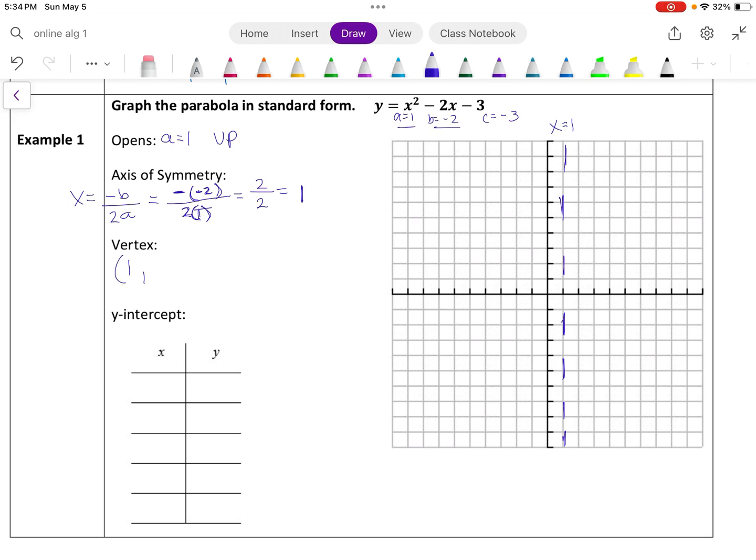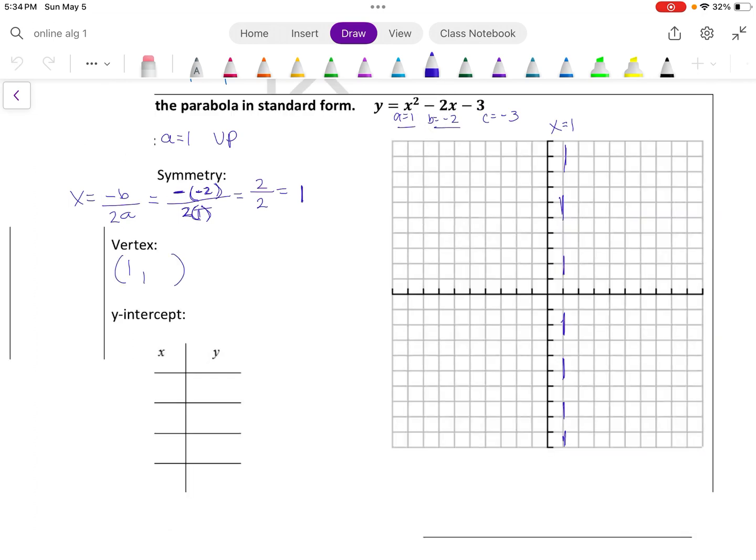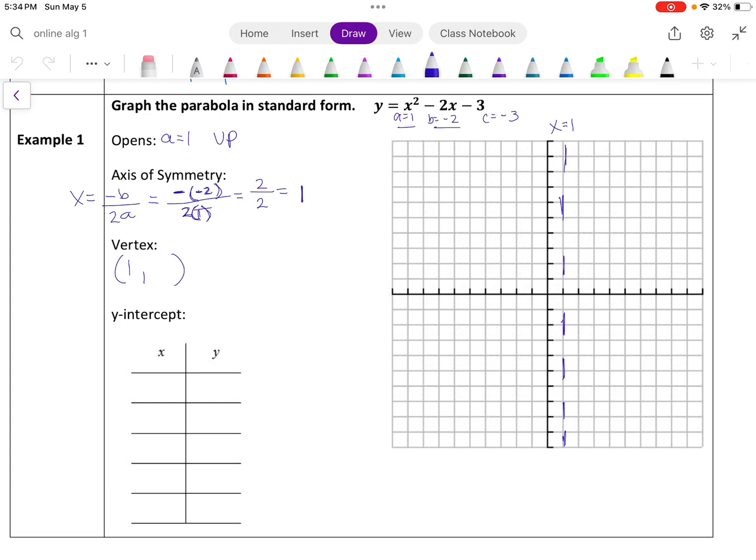Well, since we have our axis of symmetry, we have half our vertex. We just need to find the other half. And remember, anytime you have an x value, if you want to find y, we just substitute. So our equation was y equals x squared minus 2 times x minus 3. We're going to substitute that axis of symmetry in for x. So it becomes 1 squared minus 2 times 1 minus 3. Well, 1 squared is 1. Negative 2 times 1 is negative 2.